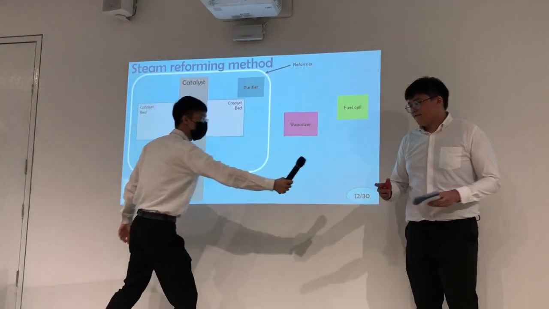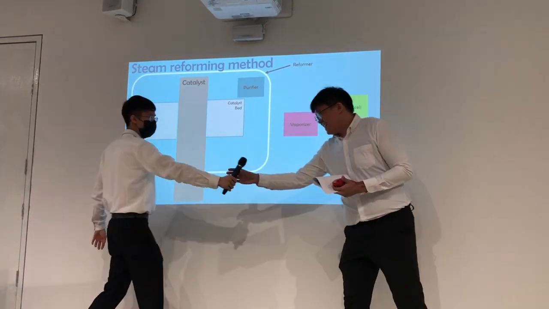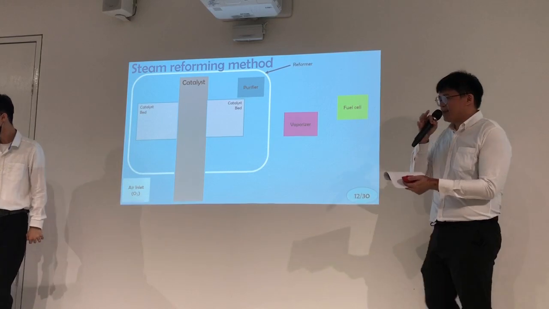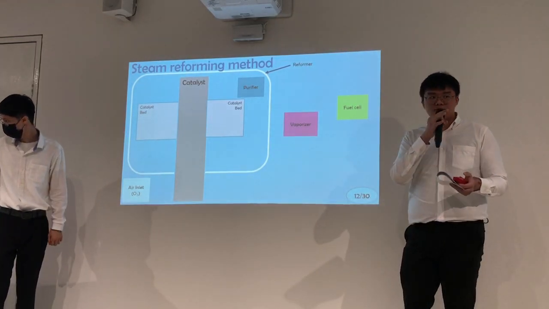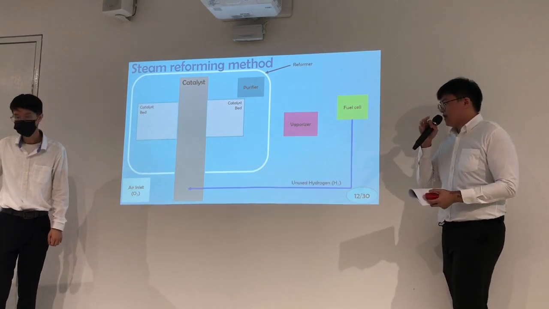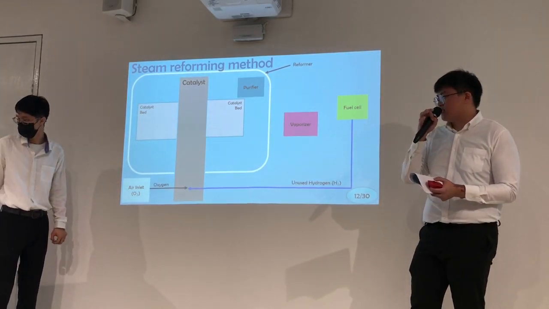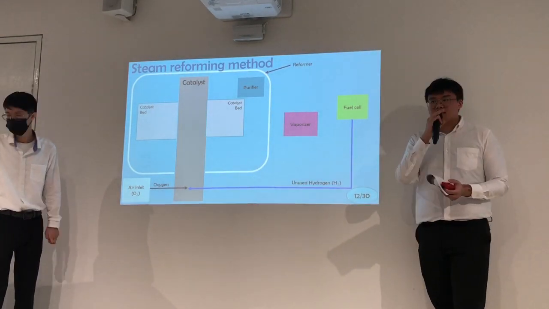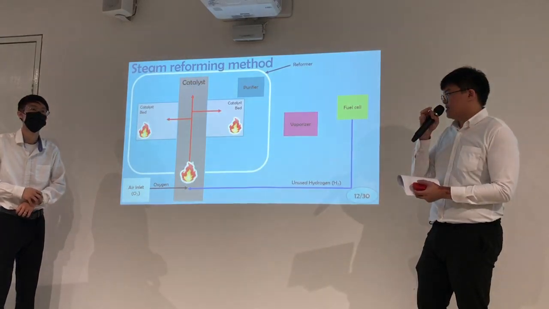Okay, thank you, Jonathan, for explaining the working conditions of the fuel cell. Now let's take a look at what happens to the unused hydrogen from the fuel cell. The unused hydrogen from the fuel cell will flow to the catalyst to react with oxygen coming in from the air inlet. This will result in an exothermic reaction heating up the catalyst and the catalyst bed.